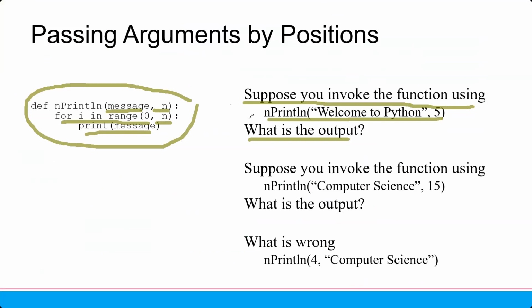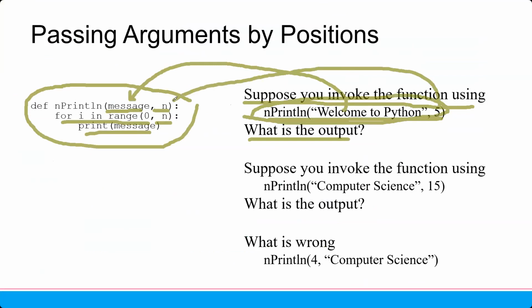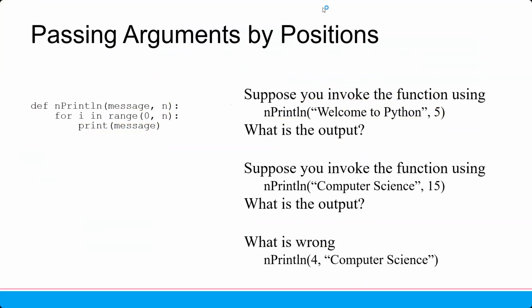So if you do this one, welcome to Python, 5, then welcome to Python will be the message, and then 5 will be the n. Then we will run the for loop from 0 until n, because n is 5, then we will run 5 times: 0, 1, 2, 3, 4. And then we will print the message. Then it means I will print welcome to Python 5 times.